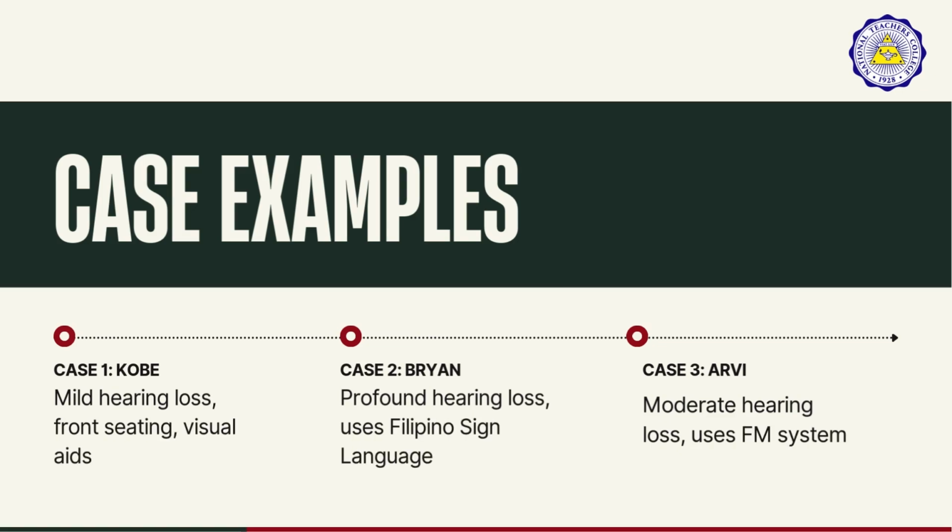Case number 1. Kobe, mild hearing loss. Kobe often struggles to understand oral instruction during group work. His teachers began writing important points on the board and seated him near the front. This simple change improved his focus and confidence.